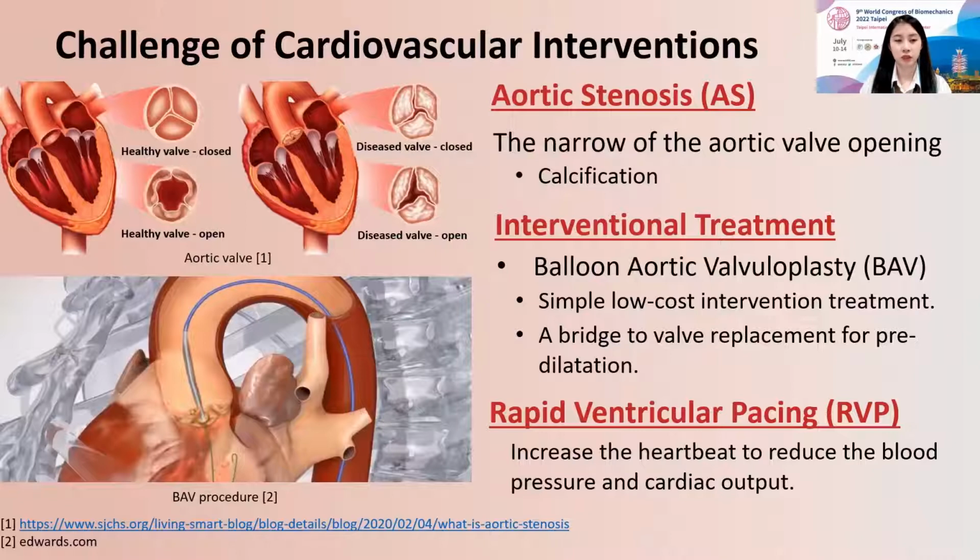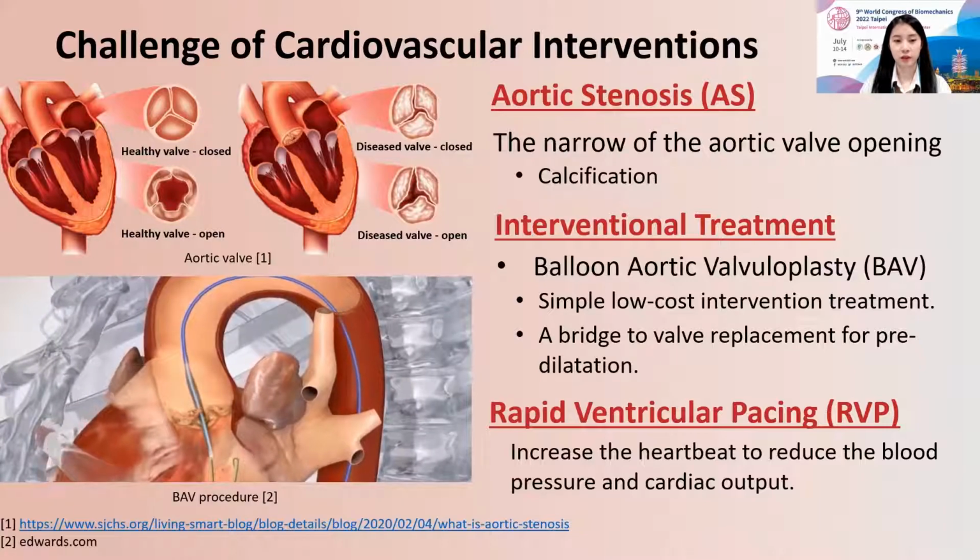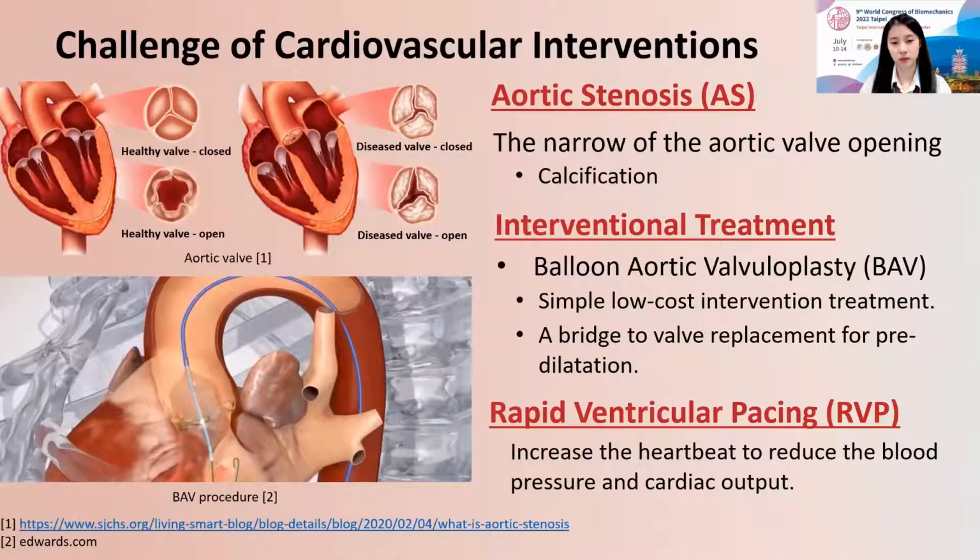However, during the procedure, the balloon is inflated fully to obstruct the blood outflow tract, which can push the balloon outwards and cause tissue damage. So a technique called rapid ventricular pacing is required to increase the heartbeat to reduce blood pressure and cardiac output to keep the balloon stable. As shown in the video, when the balloon is inflated, the heartbeat increases to keep it stable.